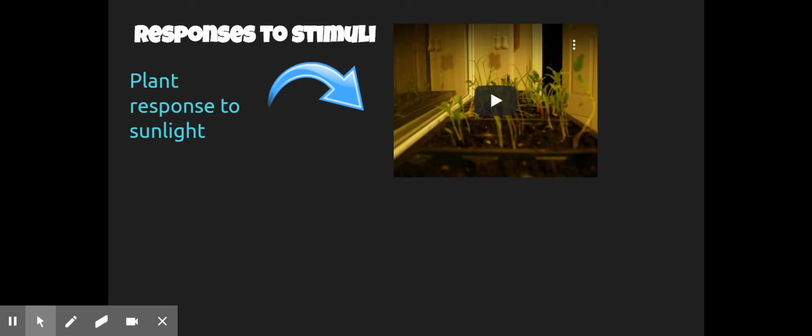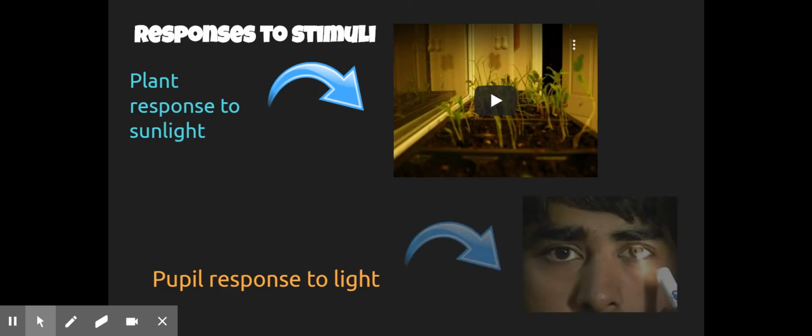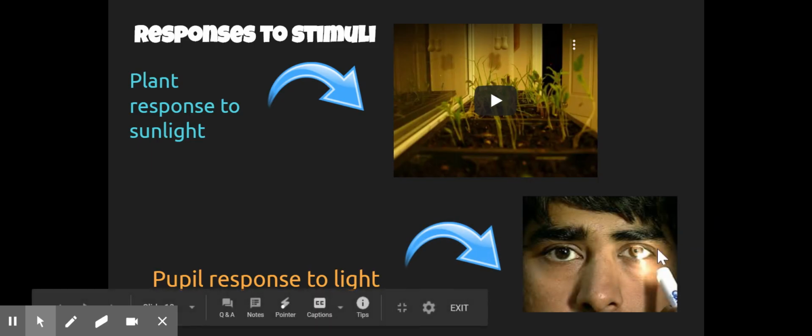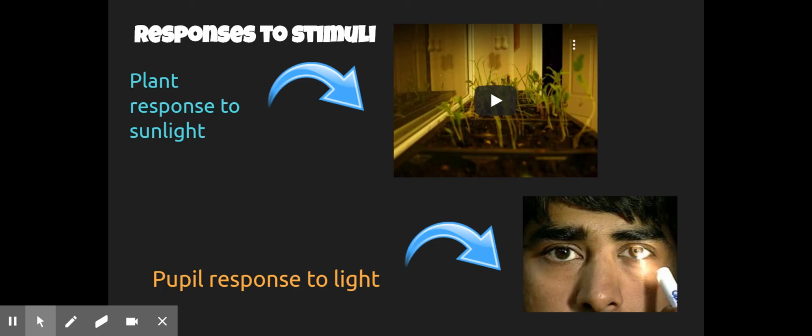Another example in dealing with light is when we take a human eye, okay, and we put light in the eye. What happens is, if you look here, the pupil, which is that little black thing in the middle of the eye, look how small that gets when we shine a light into the eye. And if you look over here, you can see how big the pupil is. So that's just another example of response to stimuli. In this case, the stimulus is the light, and the response is that the pupil constricts or gets smaller.